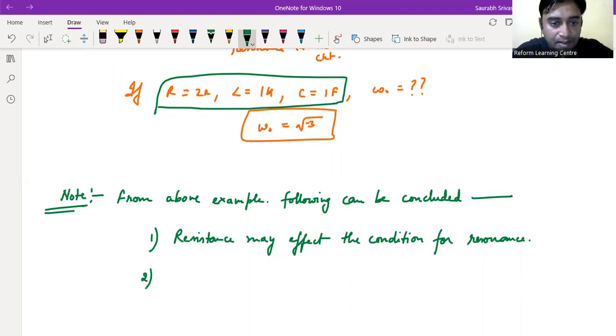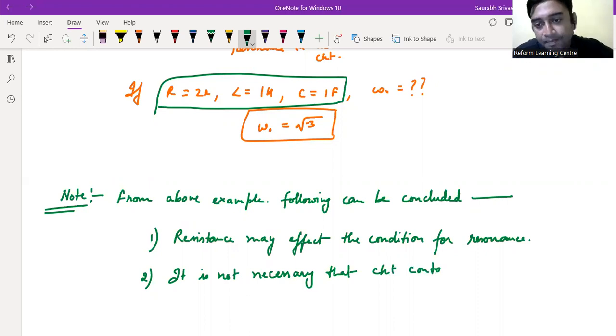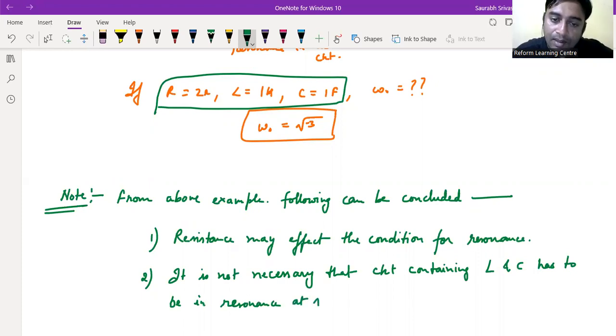Second, it is not necessary that circuit containing L and C has to be in resonance at some condition. LC कभी रेजोनेंस में नहीं है, ऐसे पॉसिबल है सर्किट में होने के बाद भी आपस में रेजोनेंस में कभी ना. क्लियर?